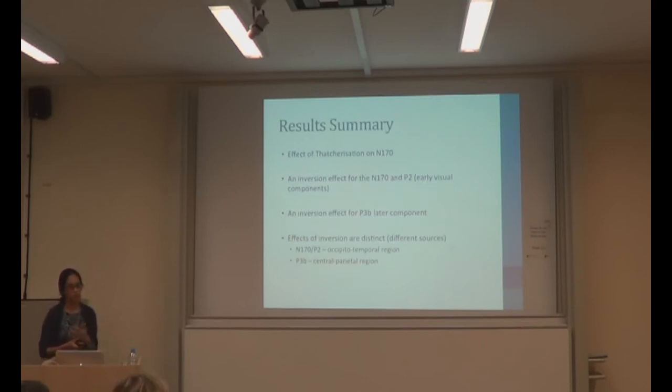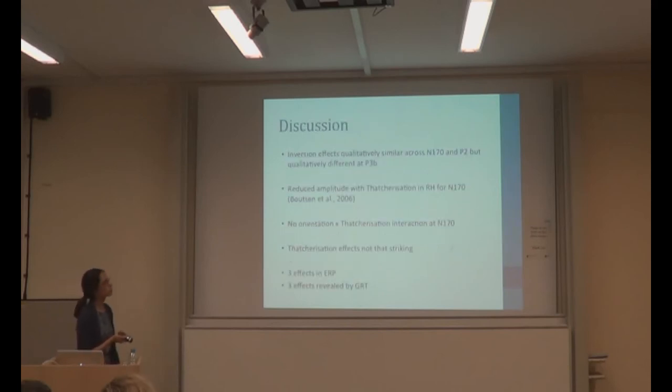So in summary, there were effects of factorization on the N170 in the right hemisphere. There were effects of inversion on the N170 and P2 for the early visual components, and an inversion effect at P3B, which is the later component. And these two effects of inversion are distinct, and they're from different sources. They're located in different areas of the brain.